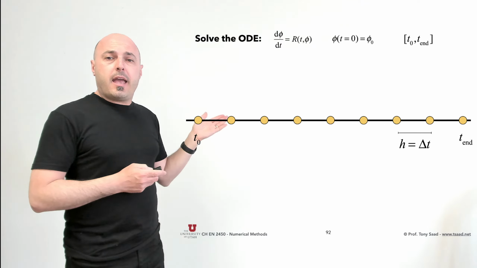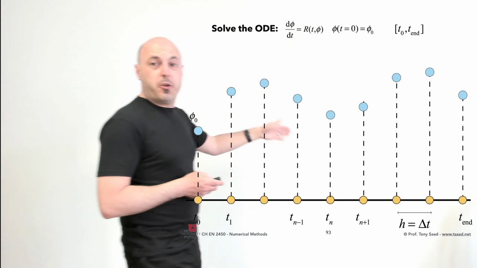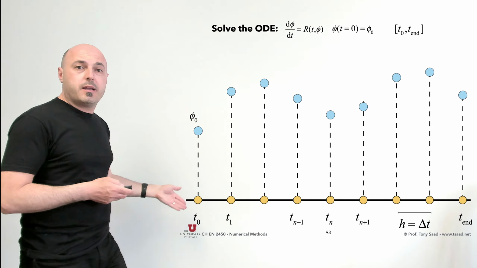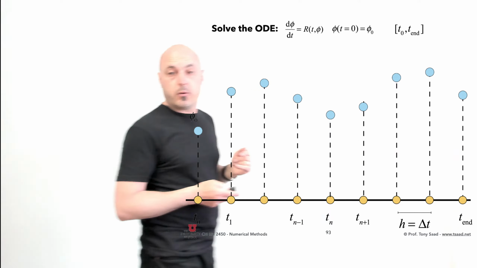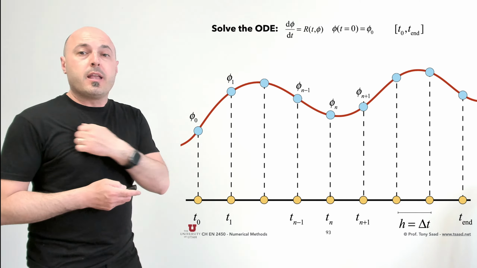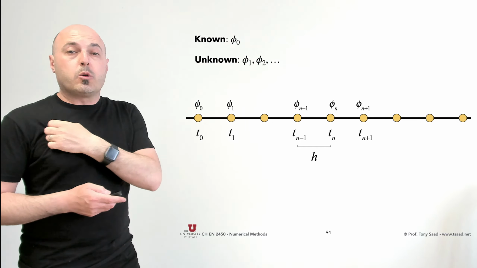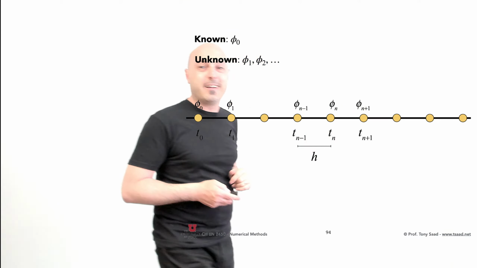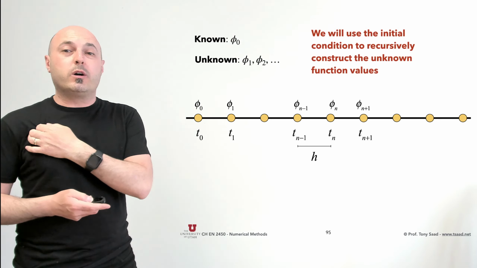Our goal then would be to find the value of phi at all of those time points. For simplicity, we call the first time t0, the second one t1, t2, and so on all the way to tn. This could be equally spaced or not. For simplicity, we're just going to do it equally spaced. Then our goal would be to find phi1, phi2, and all the way to the end. What we know is phi0. What we do not know are phi1, phi2, and all the way to phi n. So now we want to develop a recipe to find those values. Now, what do we know?